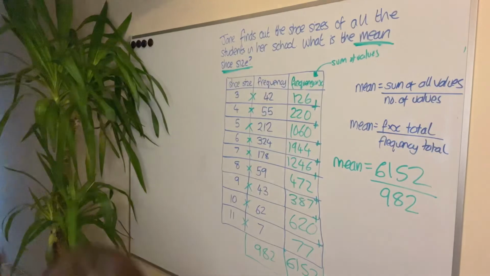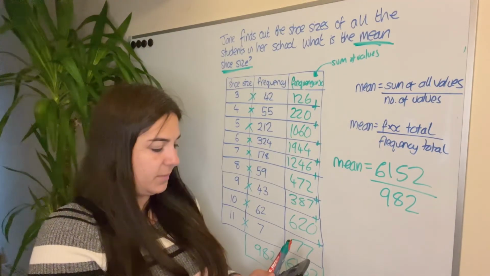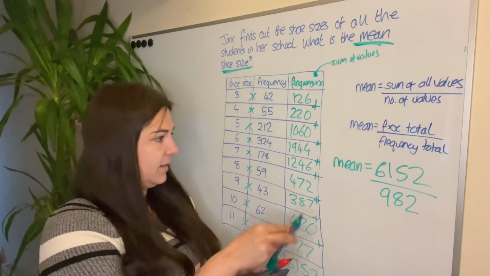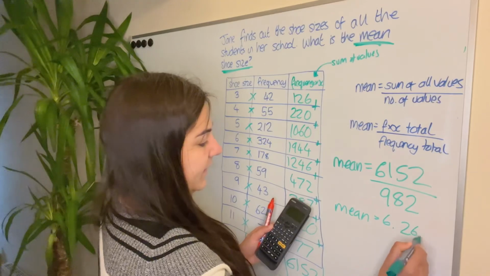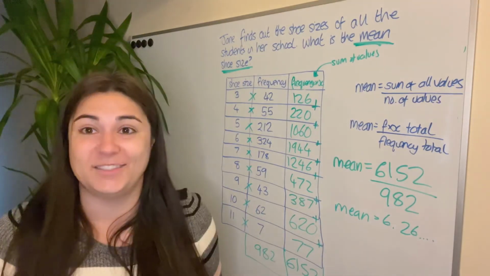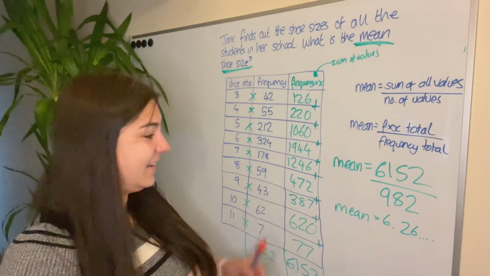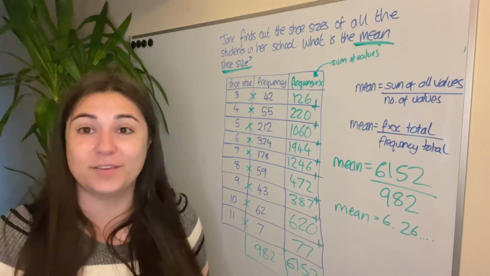And if I type that into my calculator, 6152 divided by 982, I would get the mean is 6.26. So Jane wanted to know what the mean shoe size was, 6.26. And that's how you work out the mean of a frequency table.